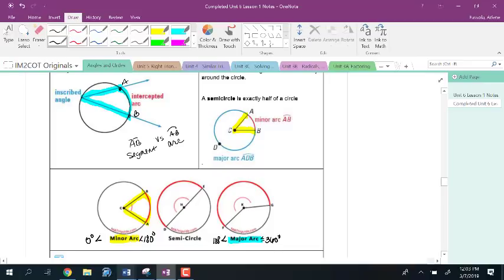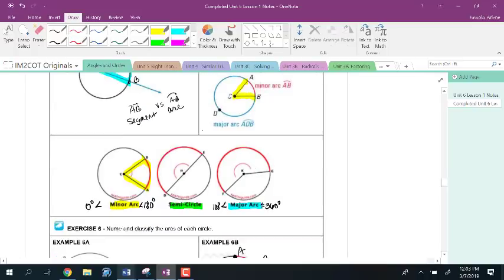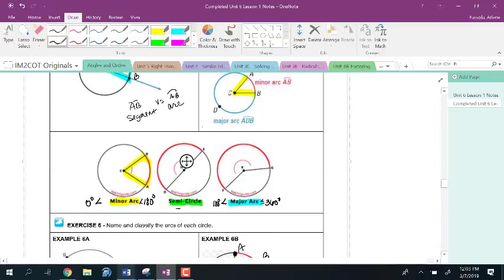And then a semicircle is exactly 1/2 of the circle. So the measure of a semicircle in degrees is always exactly 180 degrees. And if you'll notice, the semicircle is always going to be created by a diameter. So that diameter is what's going to be intercepting the arc, the special arc that we're calling a semicircle.